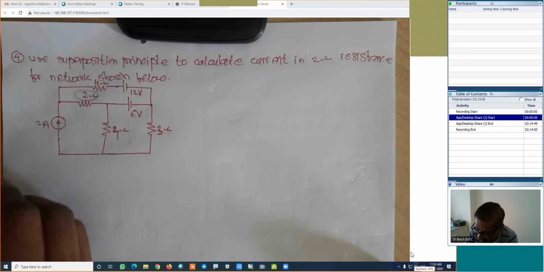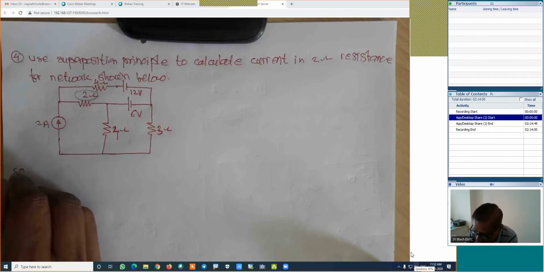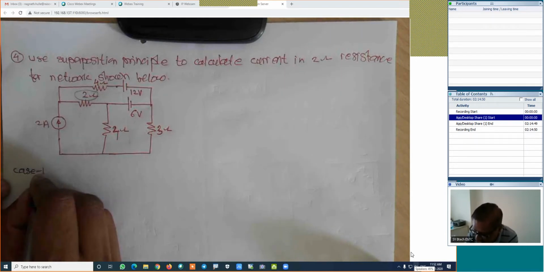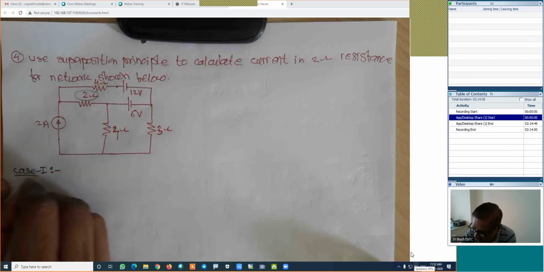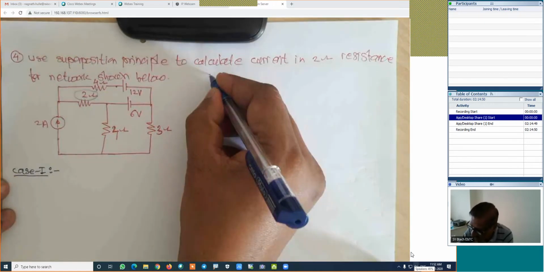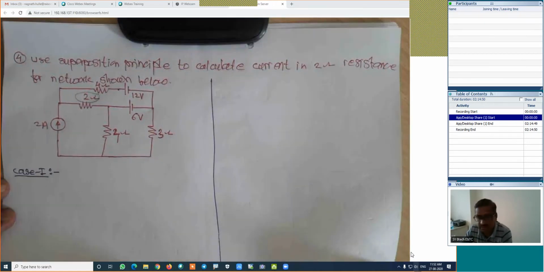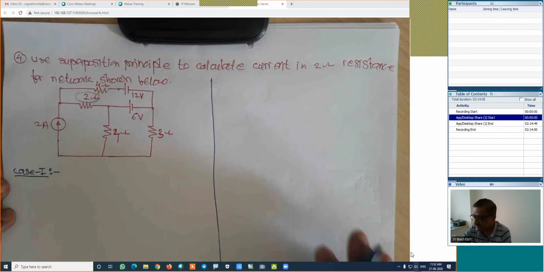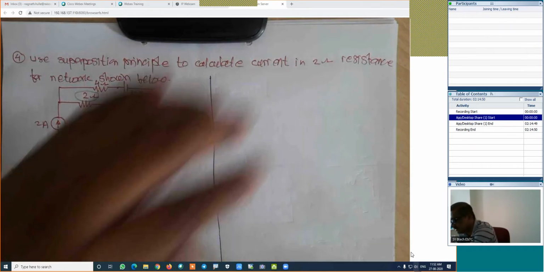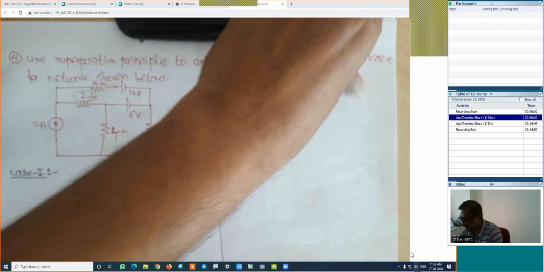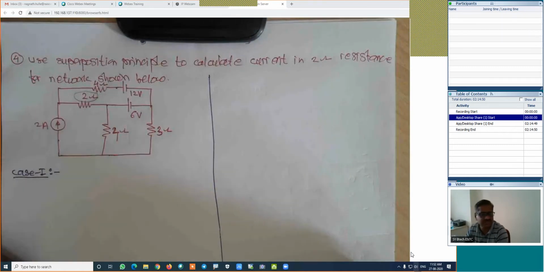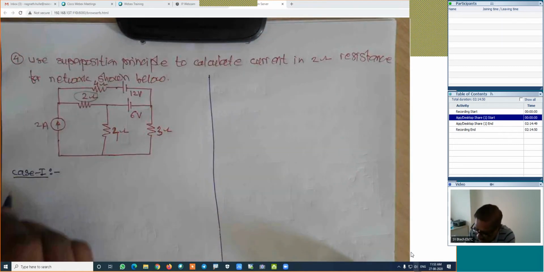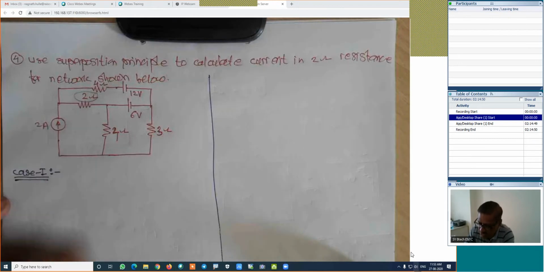First case. Case 1. I will solve it slowly because this is a little more difficult as compared to the previous one. It is a little difficult, not much. It is a little more difficult. Is it right? Your concentration is expected. In case 1, we will consider the 2 ampere source.